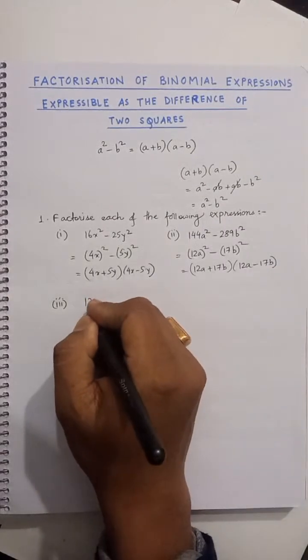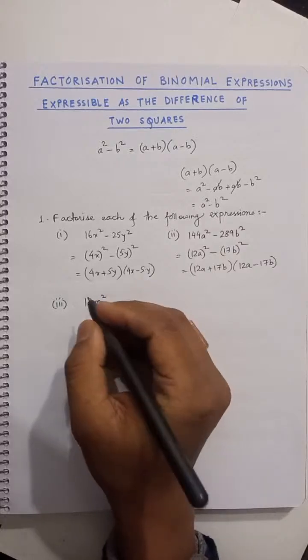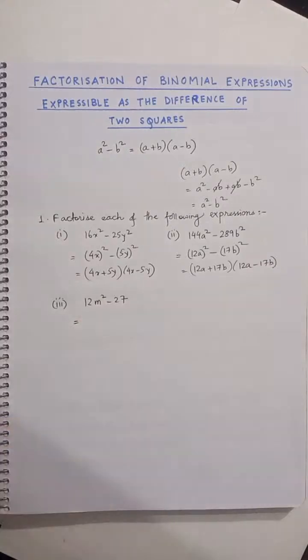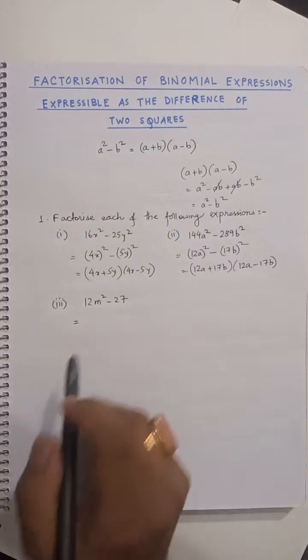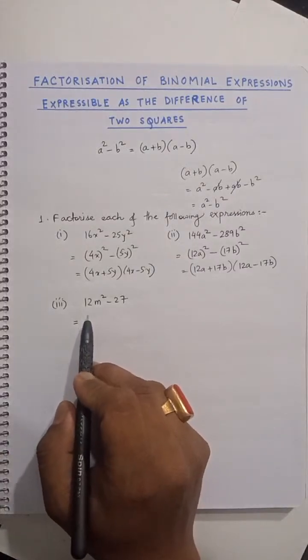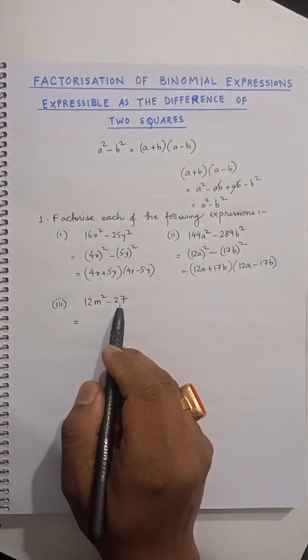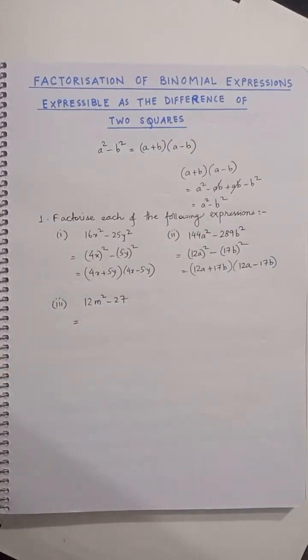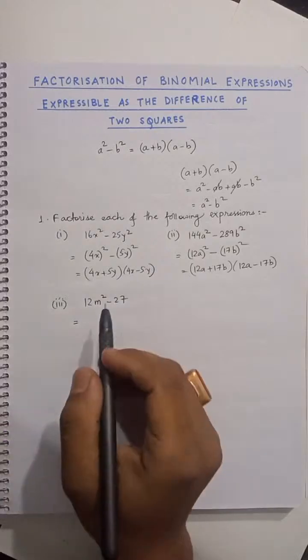Okay. So 12m square minus 27. Now neither 12 is a perfect square nor 27 is a perfect square. So here we have to take help of what we have learned in our previous classes.